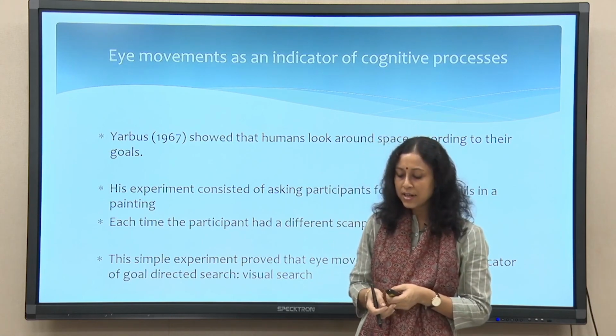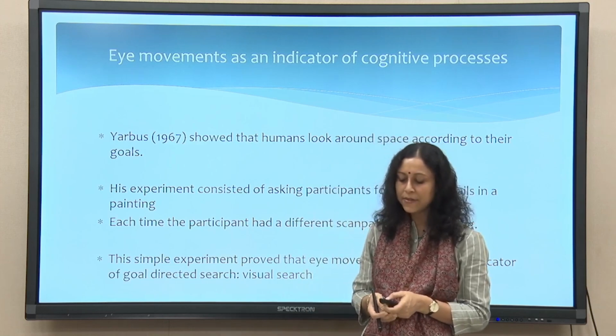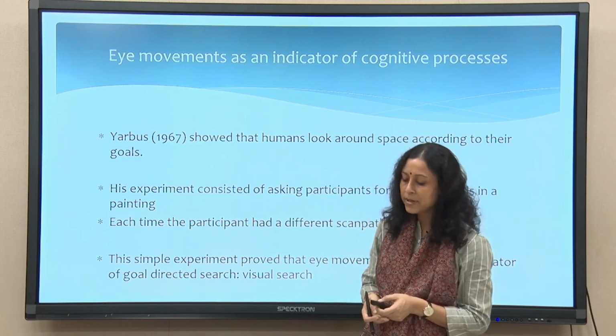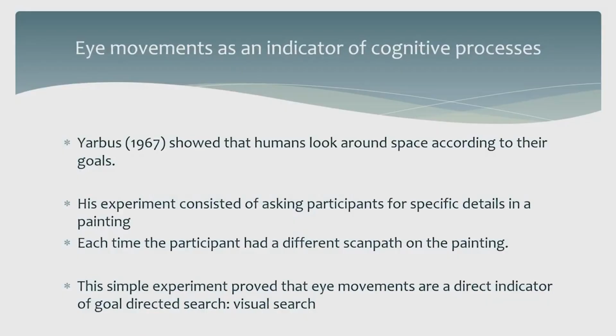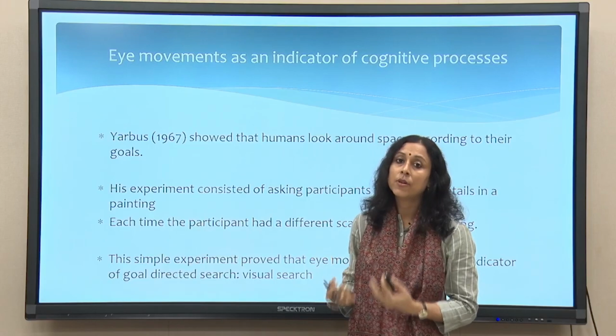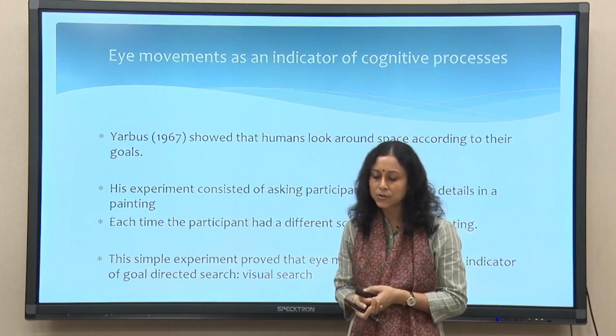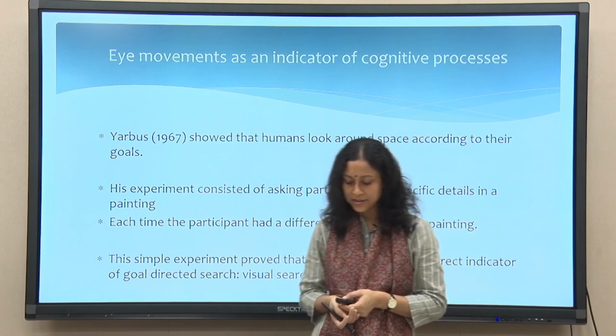So, the initial experimental evidence for this goes back to 1967, a seminal work by Yarbus, who showed that humans look around space according to their goal, which is something that is almost commonsensical today. If we want to see something, we want to get more information about something, we look at that particular object, but he showed this through an experiment in 1967.